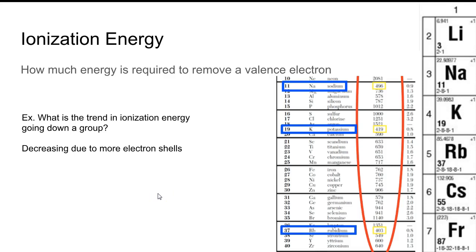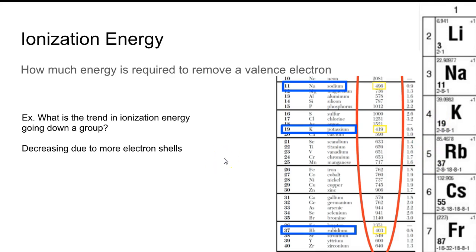Ionization energy is the energy to make an ion. Right? How much energy is required to remove a valence electron to make it an ion? So an example here, what is the trend in ionization energy going down a group? So we can pick any group. I pick group 1. I'm going to pick sodium and let's say potassium. And we can see that the values are going from 496 to 419. If you look at another one down here, rubidium, I see that goes to 403. So the trend is decreasing going down a group, and it's due to the fact that we have more electron shells. We have 3 for sodium, potassium has 4, and rubidium has 5.